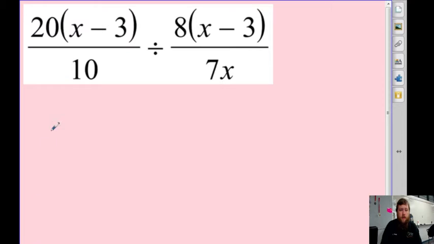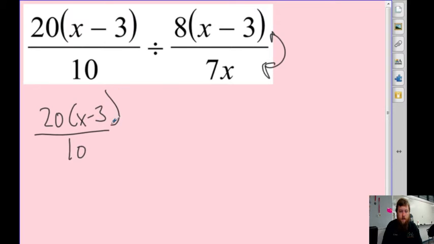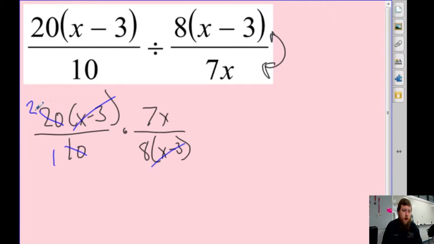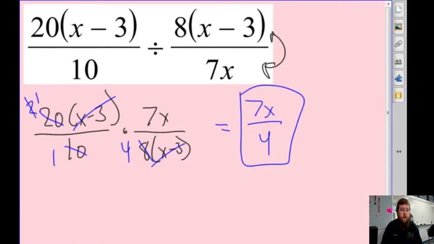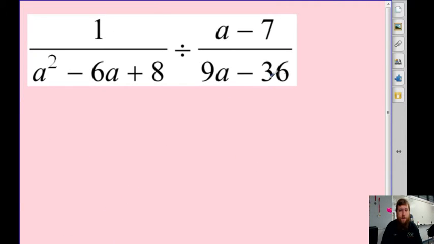Try another example in this case. It's already factored. I'm going to flip this. So what you're left with is 20 times x minus 3 over 10 times 7x over 8 times x minus 3. And I'm going to cancel and reduce things. X minus 3's, they're matching and they're gone. 20 and 10, both these divide by 10, so you're left with 1 here and 2 here. Also, 2 and 8 both reduce by 2, so you're left with 4, and this just turns into 1. Nothing else reduces, so you're left with 7x on top over 4. And that's your answer.